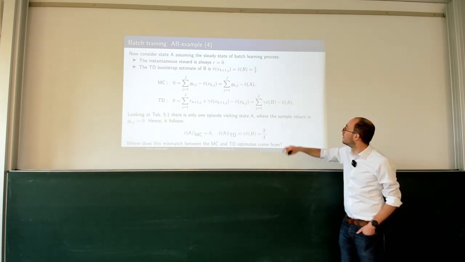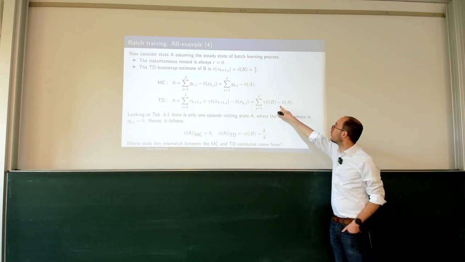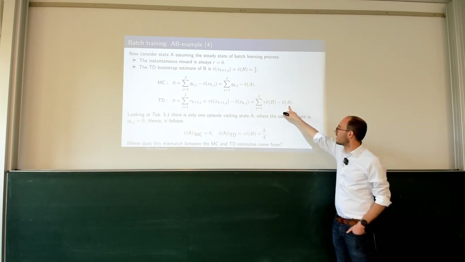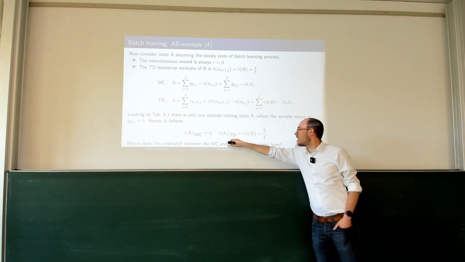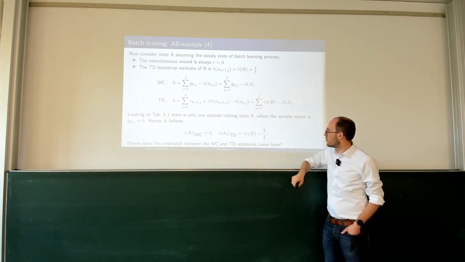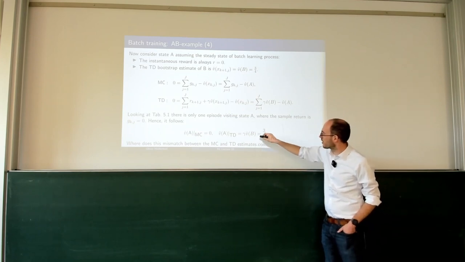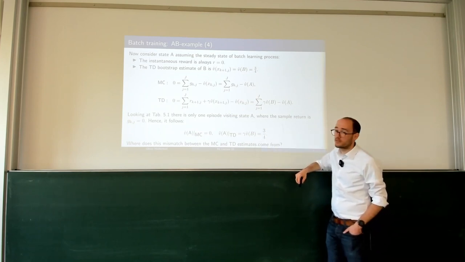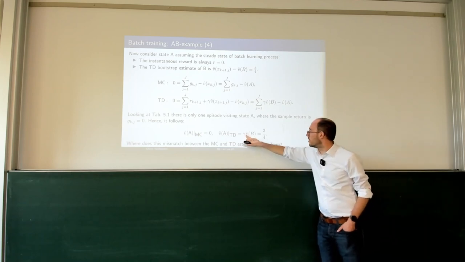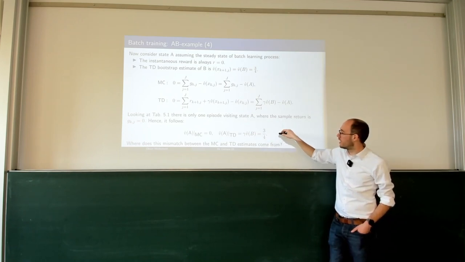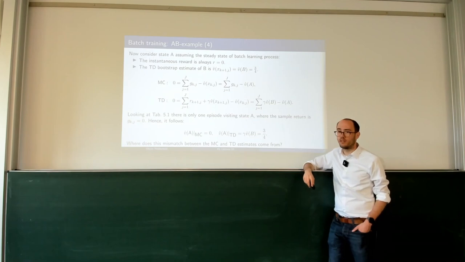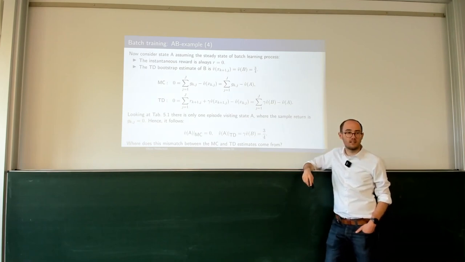In the TD0 case, we can, of course, take the equation and solve for V hat A. So put this on the other side, and what comes out is that VA is basically gamma times VB. I think gamma we have just set to 1 for the sake of simplicity, but it doesn't matter. VB was definitely 3 over 4. So that's a completely different value, right? Here we have a 0, and here we have a 3 over 4. Does somebody have an idea how we can explain this difference?